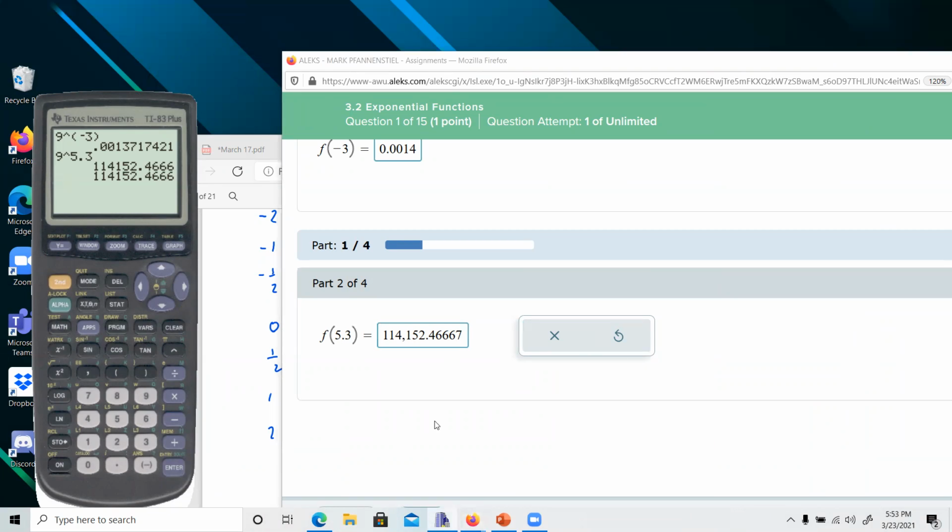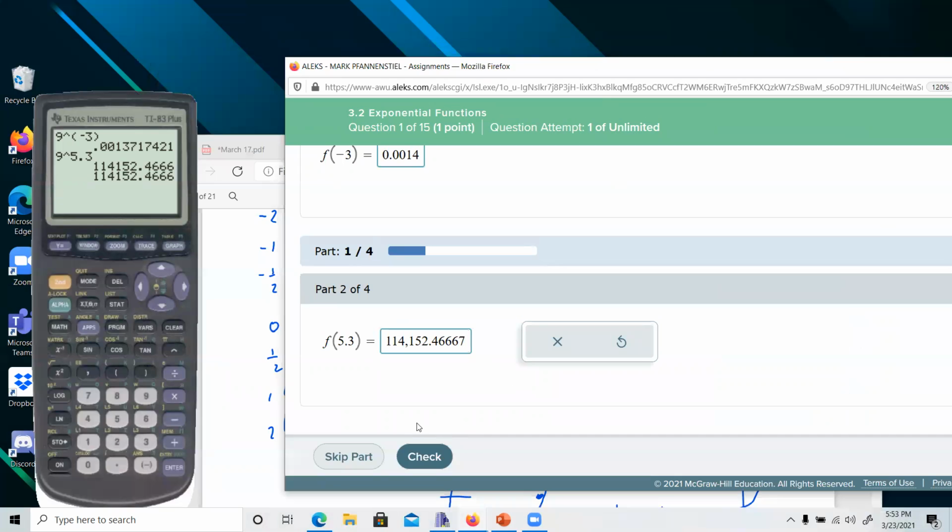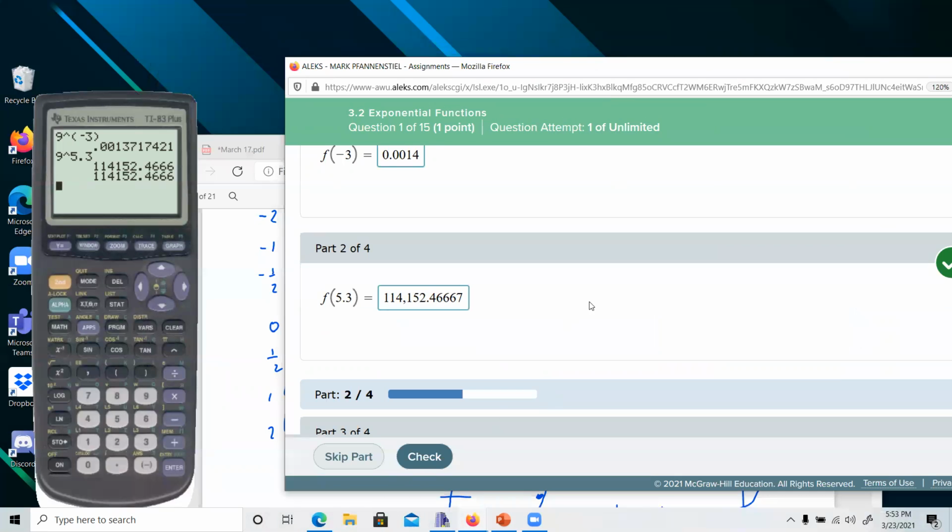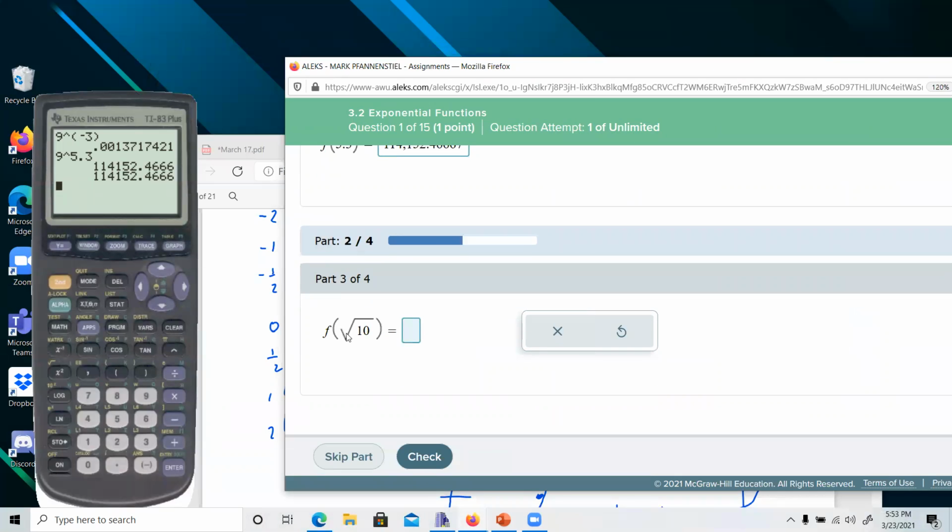Oops. I wanted to test this guy out. All right, it's pretty happy. F of the square root of 10. So this is 9 raised to, right? And I am going to use parentheses here. I don't think we have to, but you never know. And I would rather be safe than sorry about that. Okay, that looks great. 104. Oops. There we go.